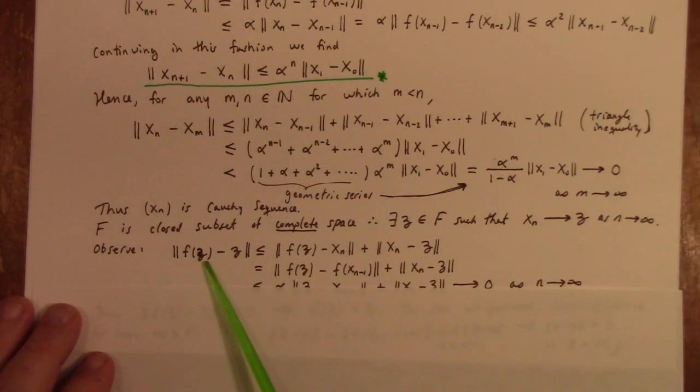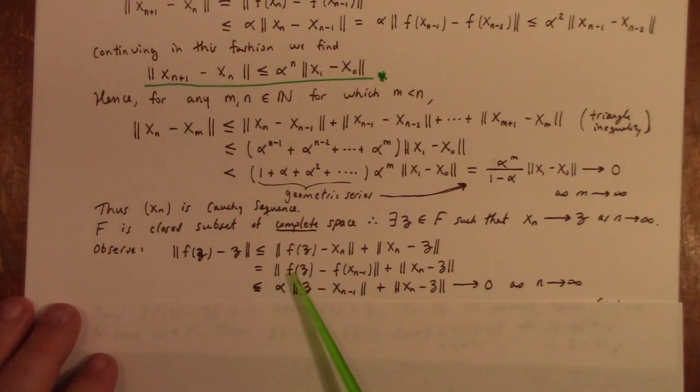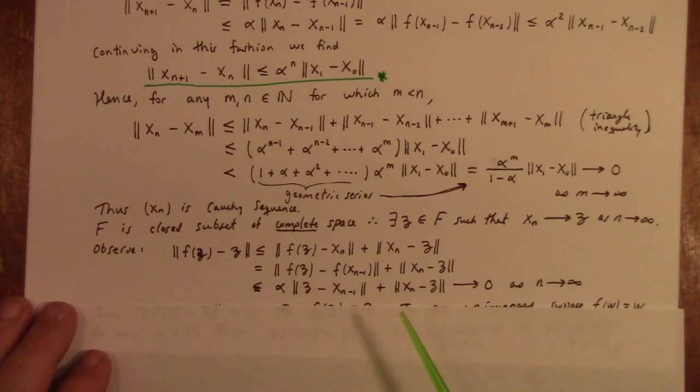The norm of f of z minus z, adding 0 here by adding and subtracting x_n, we get this. But then again, by the definition of the iteration, that is f of x_{n-1}. And again, f is a contraction, so we can pull that back to alpha times the norm of z minus x_{n-1}. But hey, both this and that go to 0, right? It doesn't matter if you've got an n or an n minus 1. Either way, the fact that x_n goes to z as n goes to infinity means that this and that separately go to 0.